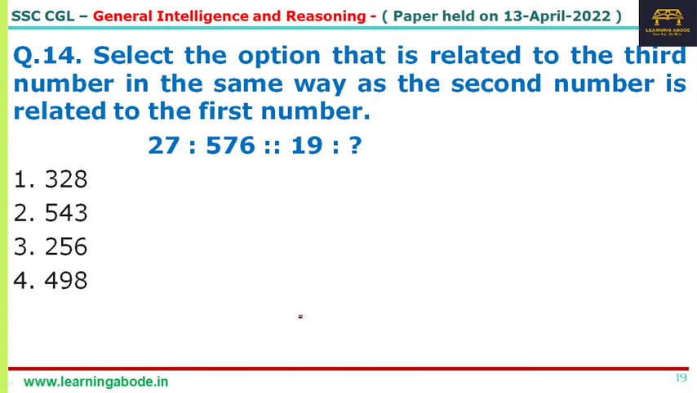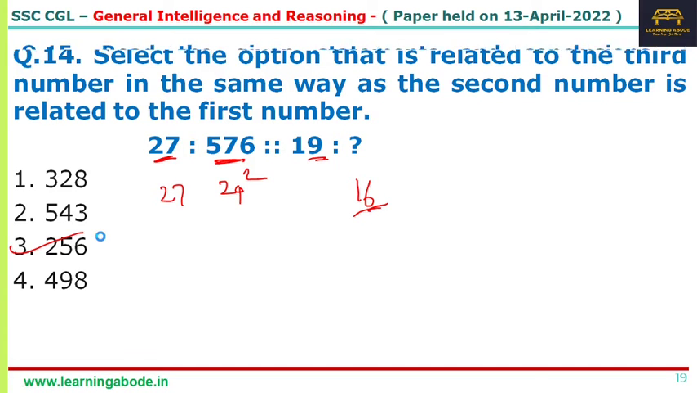Now question number 14, number series based logic. Okay, it's a very easy guess, because 576 is 24 square and we have 27 here, right? So 19, let's subtract 3, you get 16. 16 square is 256, you are finding it here in answer option 3. So question number 14, 256 is the answer.